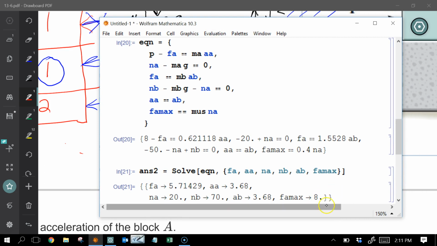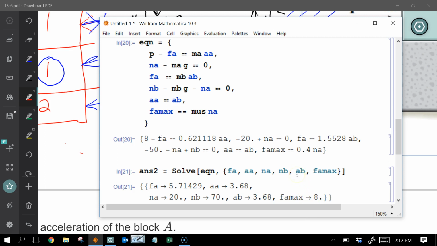So let's take a look at it, right? So the friction force that's under A, if it does in fact stick, has to be 5.7. The acceleration is 3.68. The acceleration of B, the same as A, 3.68. The maximum friction that you can get under A is mu s times N, so it's still 8 pounds. So the question is, does it slip or doesn't it slip? It does not, because you've got to have 5.7 pounds of friction to keep it from slipping. And you can get that. You can get as much as 8.